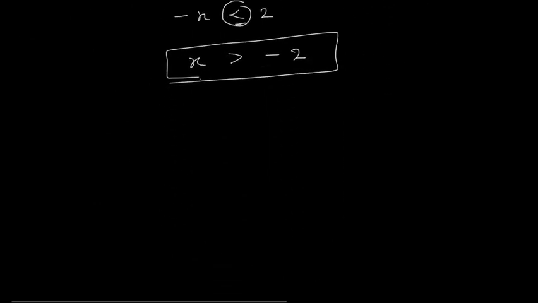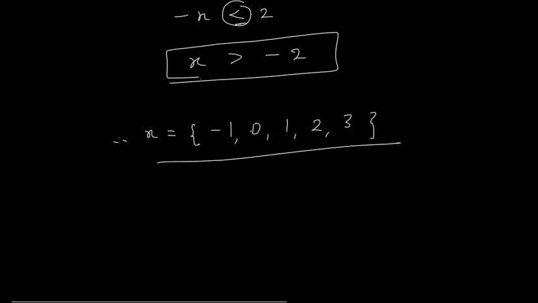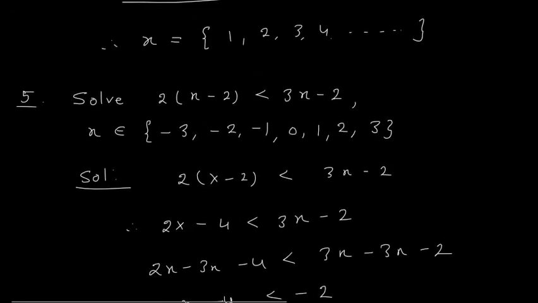So therefore I will say that x is equal to the solution set of, bracket, try to practice making this bracket, I am not making it perfect. It is minus 1, then 0, then 1, 2 and 3. So from minus 1 up to 3 you have the values.